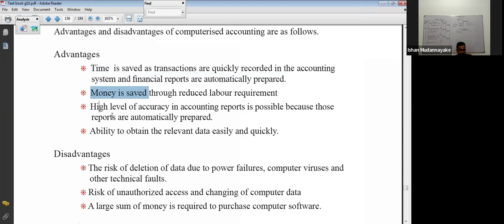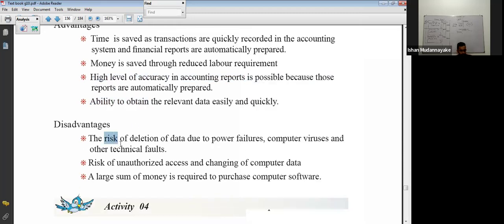Next: high level of accuracy in accounting reports is possible because those reports are automatically prepared. Please highlight, high level of accuracy. Next one: ability to obtain the relevant data easily and quickly. Right. And then what are the disadvantages?